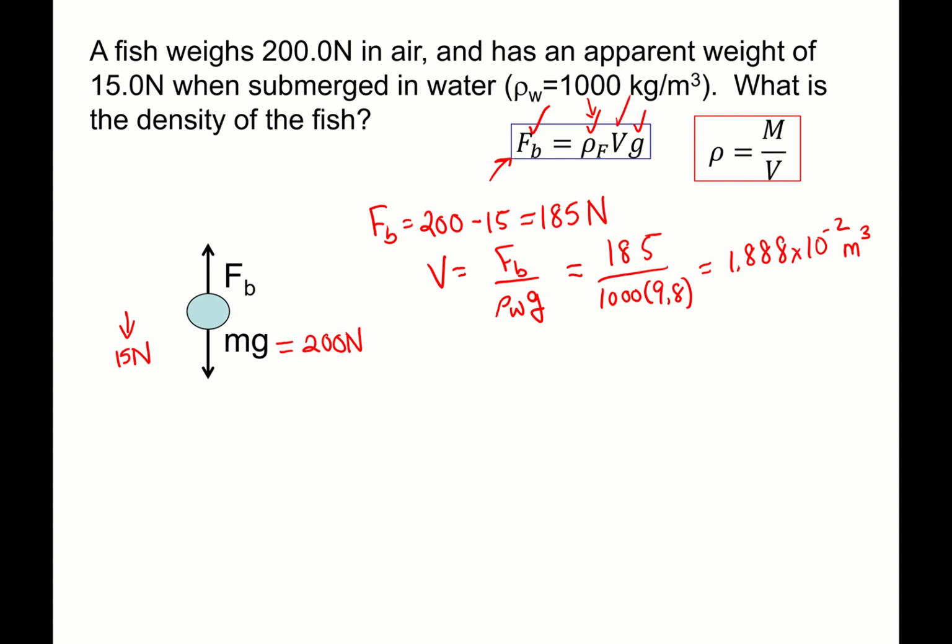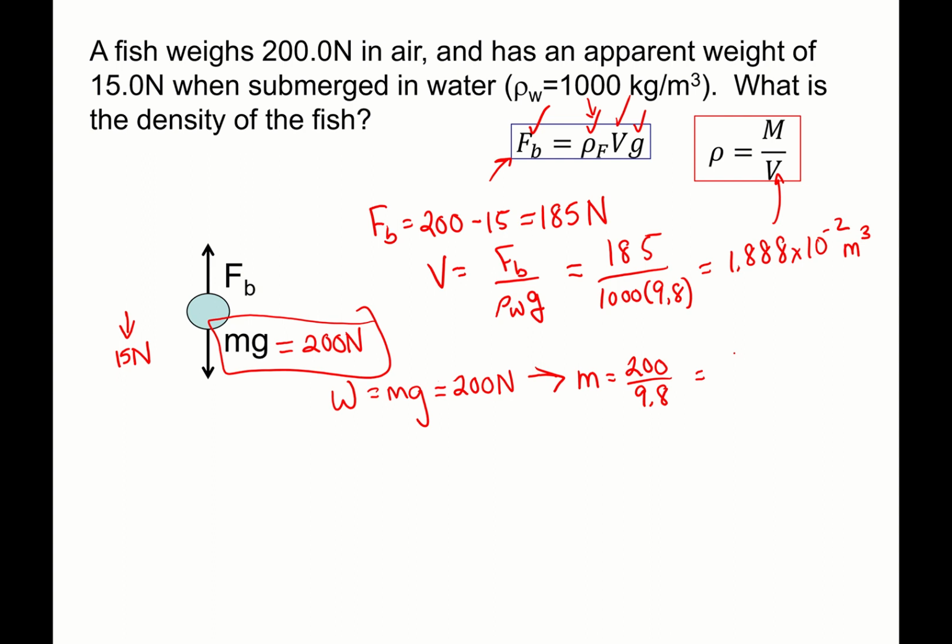Okay, so now I know V. So what are they asking us to find? They're asking us what's the density of the fish. So now I'm going to use the equation in red. The density of any object is its mass divided by its volume. And I just found the volume. Do I know the mass? Well, what I know is that the weight of the fish, which is mg, is 200 newtons. So the mass is just 200 over 9.8. It's going to be about 20 kilograms. In fact, it's 20.41 kilograms. And again, these are intermediate numbers. I don't round them off.